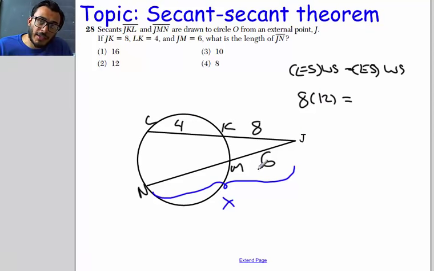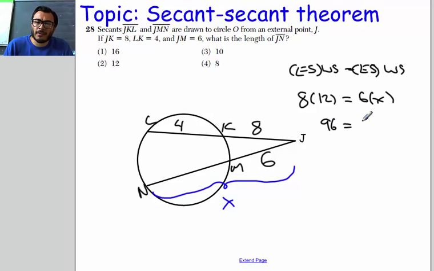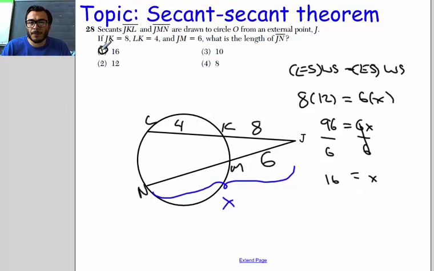For the bottom secant, the external secant is 6, and the whole secant, we labeled it x. So we have 8 times 12, which is going to be 96. So we get 96 equals 6x. Then we're going to divide both sides by 6 to get x, and we get x equals 16. So the answer is choice 1.